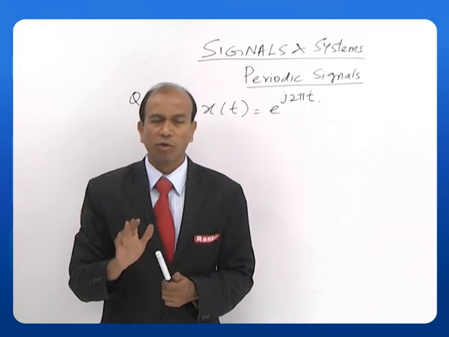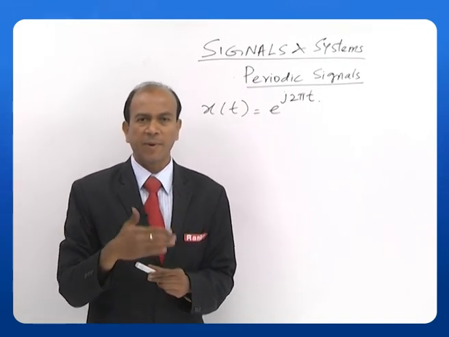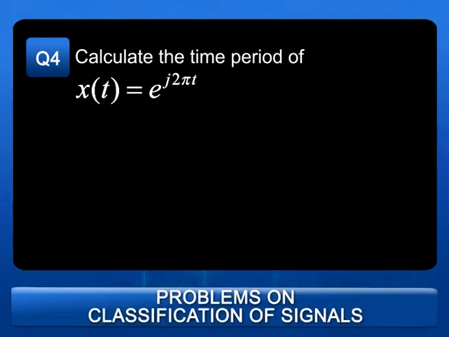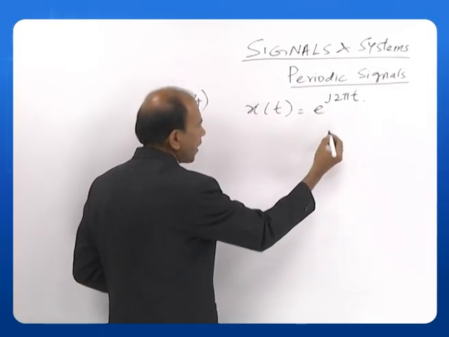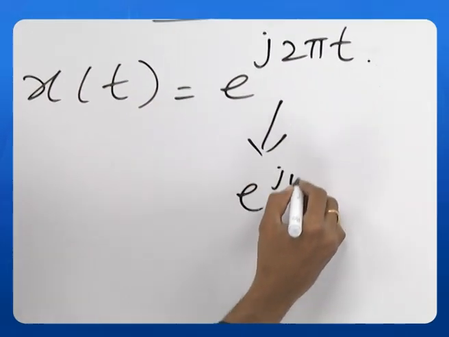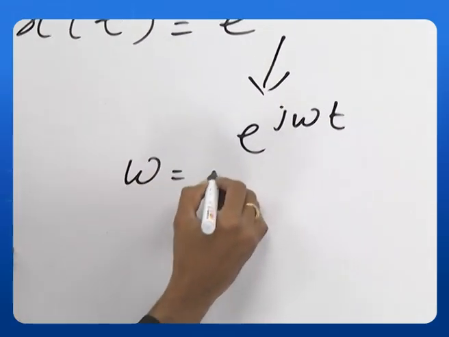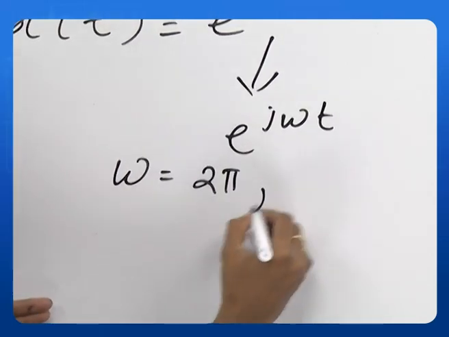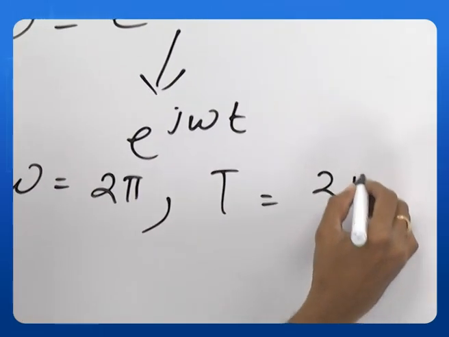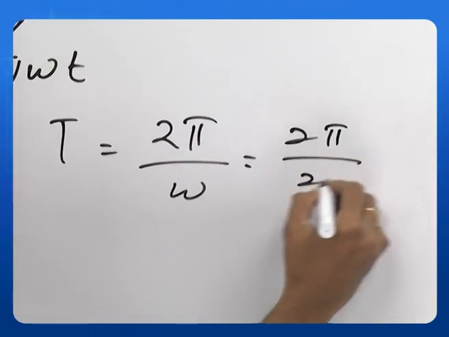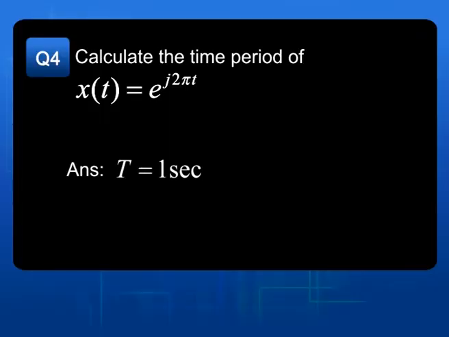Now let us look at the fourth problem. Again an exponential signal, but with particular values. Now we have to calculate the time period for this, and we have to establish that this is in fact a periodic signal. Okay. Now this is of the form e to the power of j omega t. So what is omega here? Omega is equal to 2 pi, and we know T is equal to 2 pi by omega. So this is 2 pi by 2 pi, which is equal to 1 second. So this is the time period of our signal.